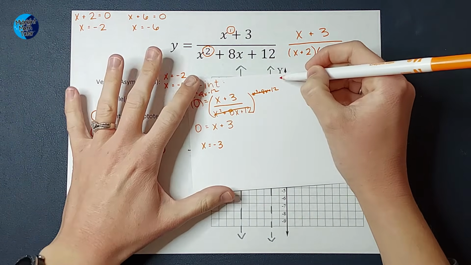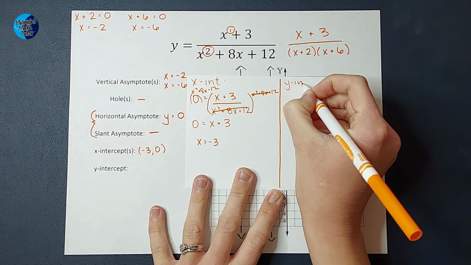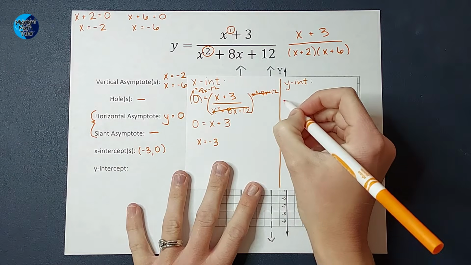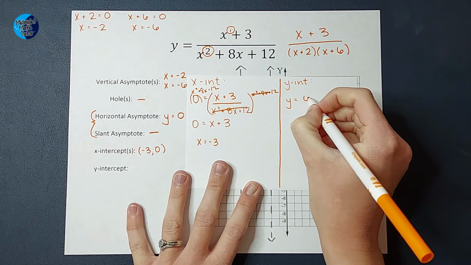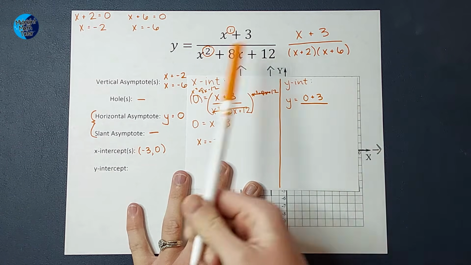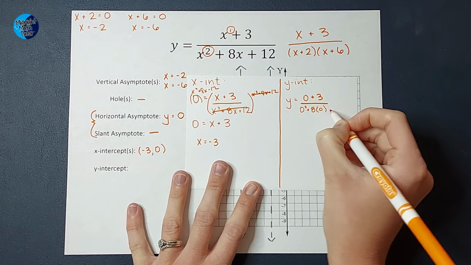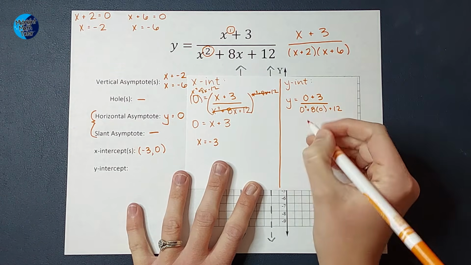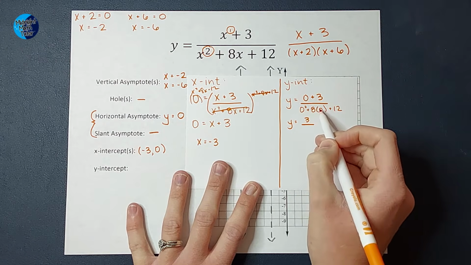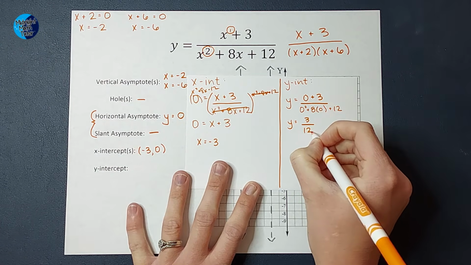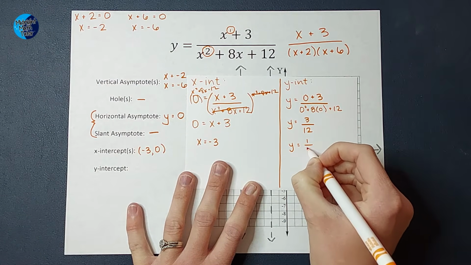Let's look for our y-intercept. For our y-intercept, we are going to set x equal to 0. So we're going to have y equals, and again, I can plug it into either one, 0 plus 3 over, I'm just going to use this one, 0 squared plus 8 times 0 plus 12. So I end up with y equals 3 on the top. 0 squared is 0. 8 times 0 is 0. Plus 12, so I got a 12 on the bottom. And that simplifies down to 1/4.